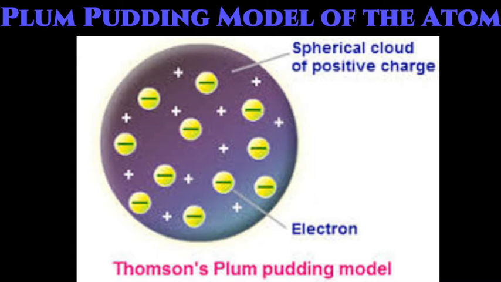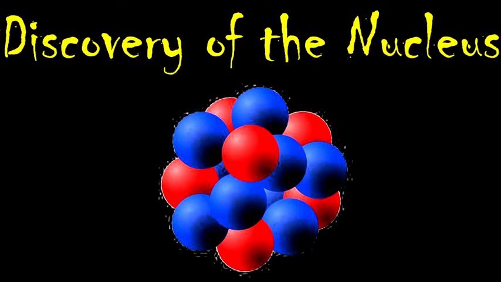Now, the discovery of the nucleus. Ernest Rutherford was a scientist born in New Zealand who was awarded the Nobel Prize in Physics for his work in nuclear physics. He worked under the guidance of J. J. Thomson. In 1910, he performed his famous gold foil experiment.